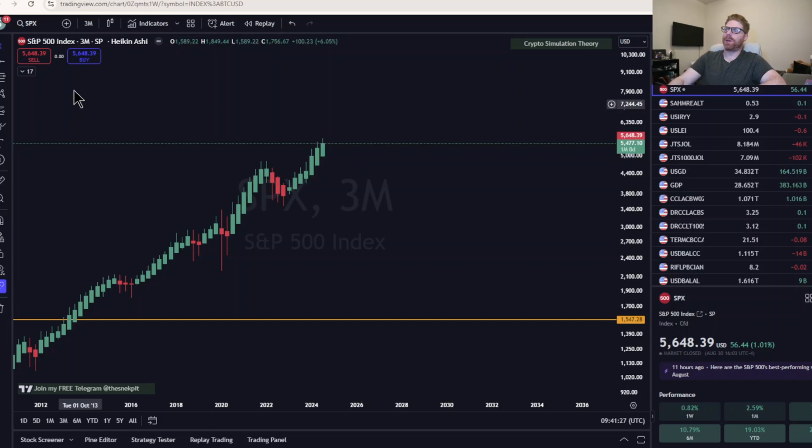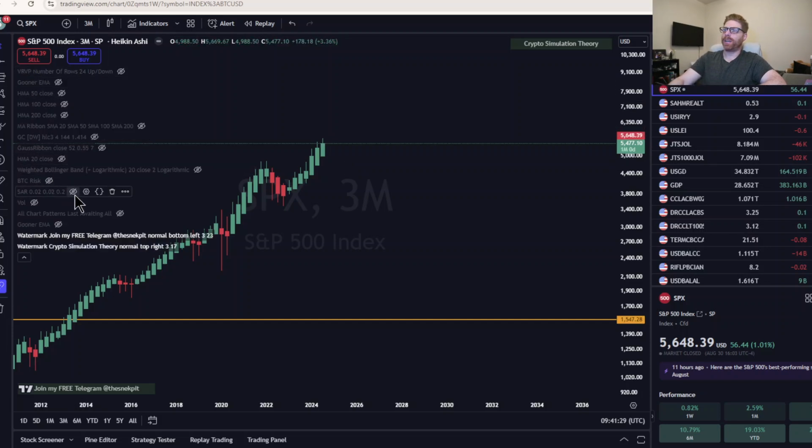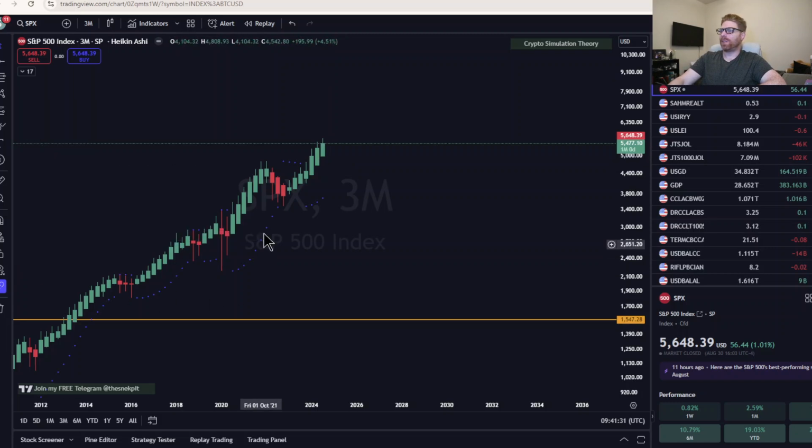If we put on the parabolic SAR and apply it to the quarterly time frame, you can see this is a pretty strong parabolic uptrend right now. We've got 4 dots. It's even concave up. So this bull market could extend well into 2025, and that bodes well for crypto.